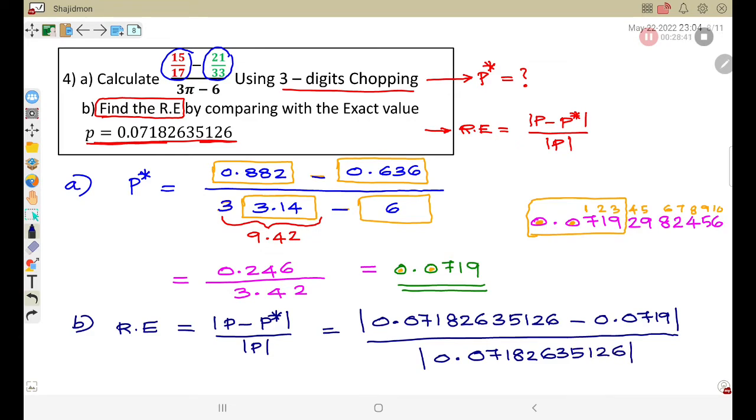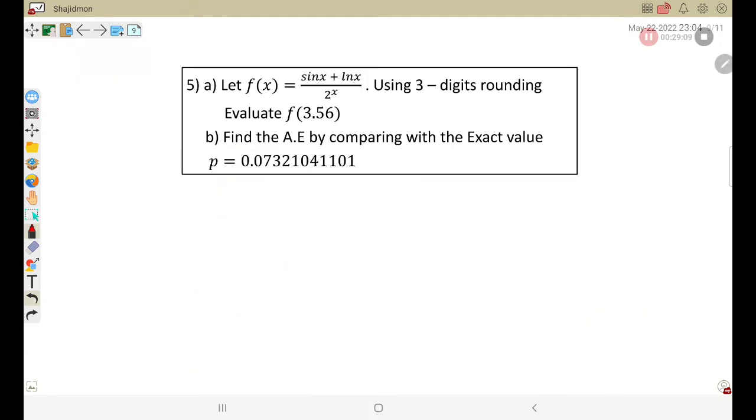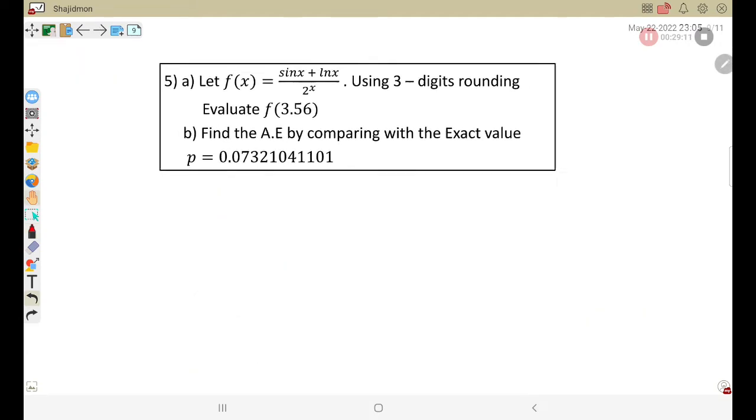0.07182635126. So check the number from the calculator. You can take a 3 digits chopping number, because in our question 3 digits chopping is mentioned. So you will get 1.02 multiplied by 10 to the power minus 3. This is the 3 digits chopping number. I hope you understood that question. Okay, we will go to the next question now.